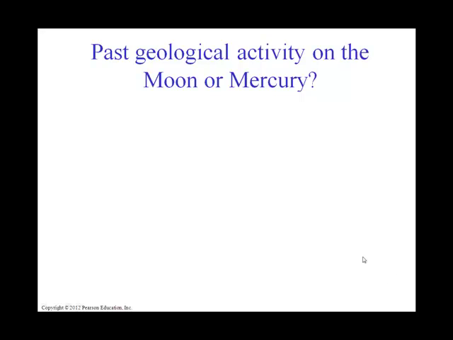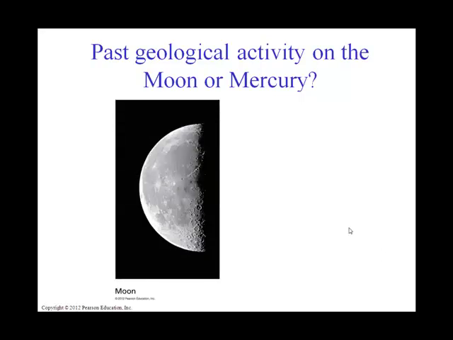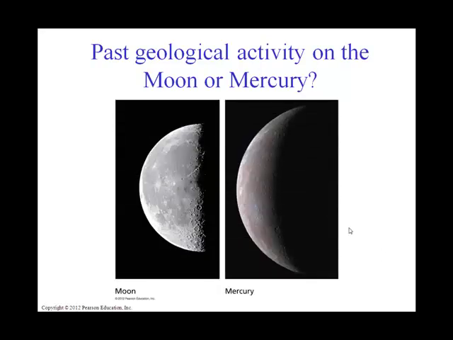So we'll look at the two geologically dead objects in the inner part of our solar system together. We have the moon, and then we have Mercury.